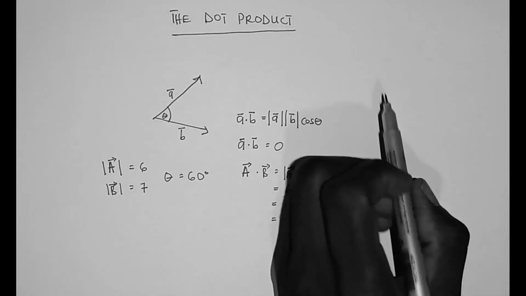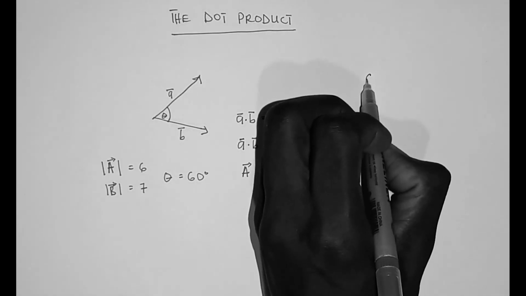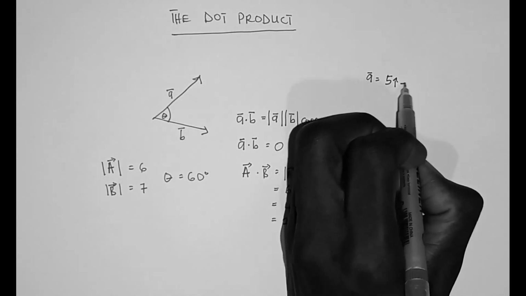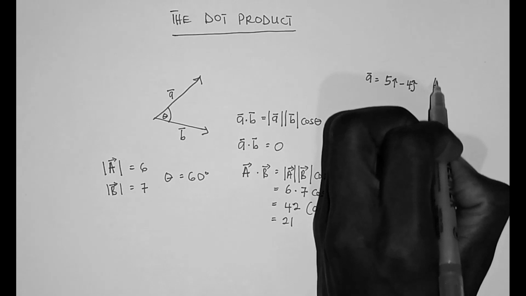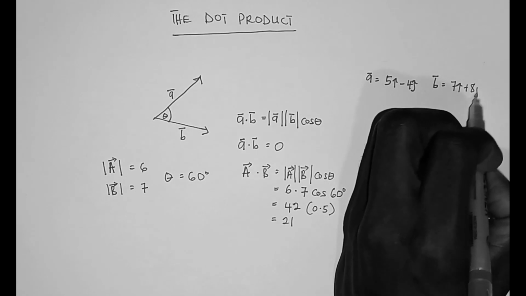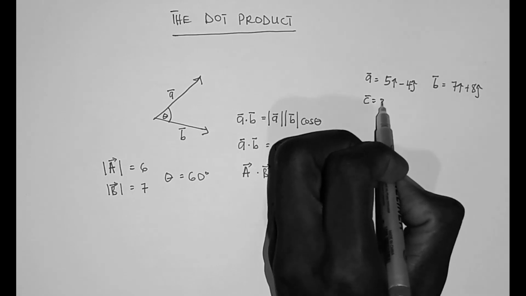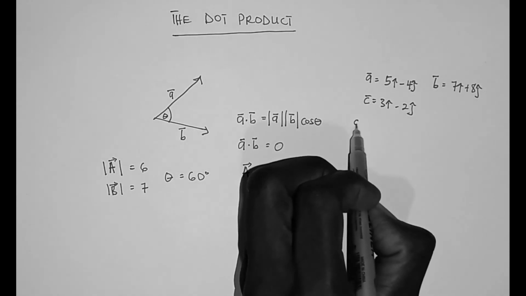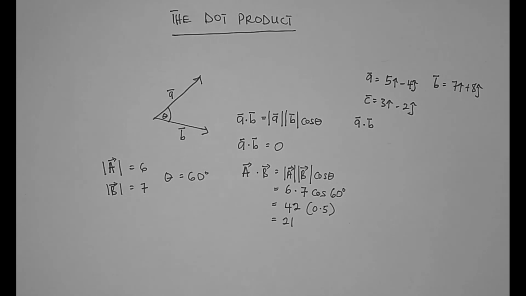Now let's also do this example. If we have a vector, let's say vector A is equal to 5i minus 4j, and we have vector B as 7i plus 8j, and we have vector C as 3i minus 2j. Find vector A dot vector B.